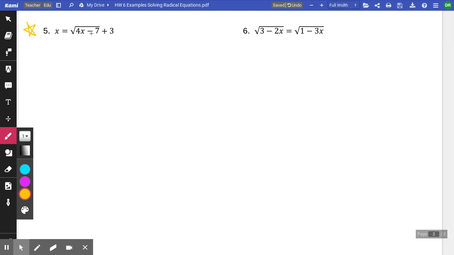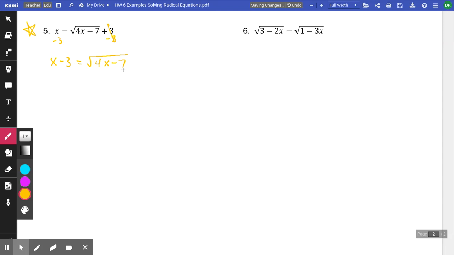So the first thing we need to do is kind of like we did in all the others. Let's get the square root by itself. So if you look at your square root here, it's the square root of 4x minus 7. And outside of that square root, after that square root, we have a plus 3. And so what we want to do is get rid of that plus 3 on this side. So we'll cancel over here by subtracting, meaning we'll also subtract 3 on the left side. And what we get is x minus 3 equals the square root of 4x minus 7.